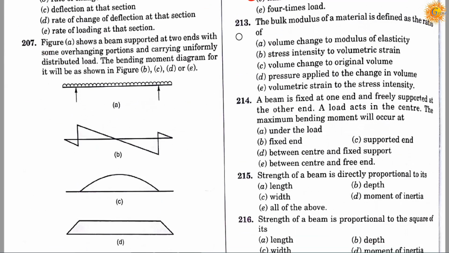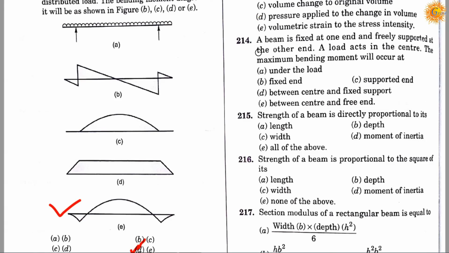Question number 213. The bulk modulus of material is defined as the ratio of: option A volume change to modulus of elasticity, option B stress intensity to volumetric strain, option C volume change to original volume, option D pressure applied to the change in volume, option E is a volumetric strain to the stress intensity. Correct answer is B, it will be stress intensity to volumetric strain.